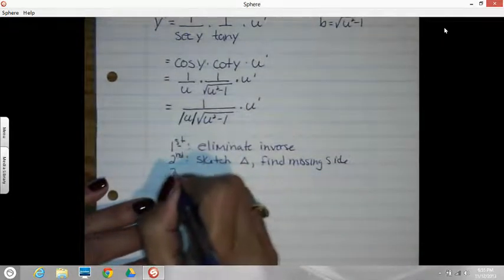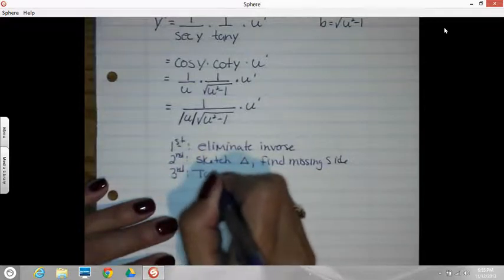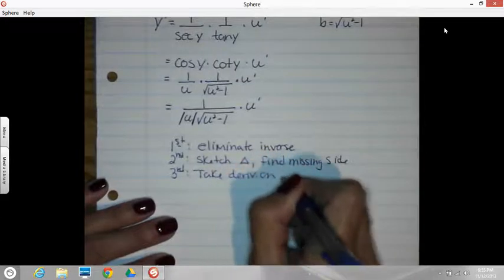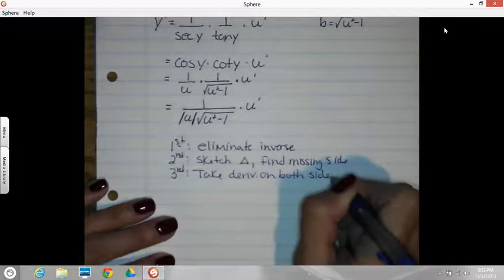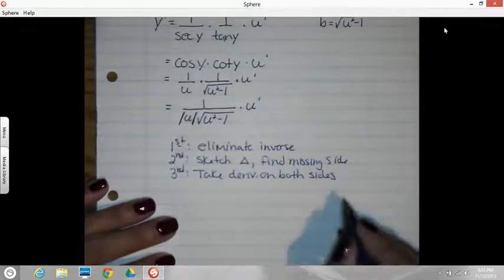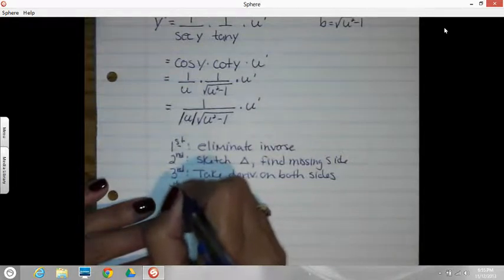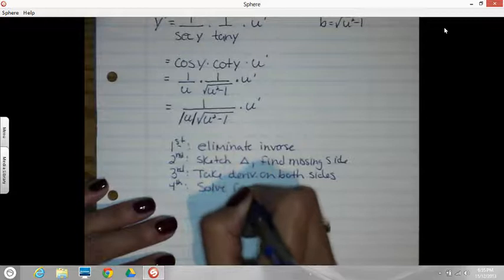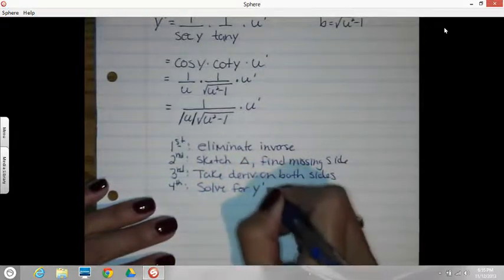After that, take the derivative on both sides. And on both sides you'll have a prime, a y prime and a u prime. Solve for the y prime. Get y prime by itself. Simplify if needed.